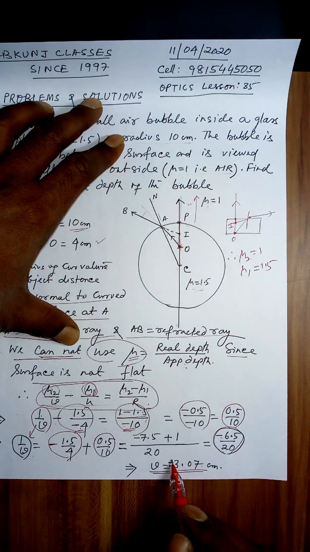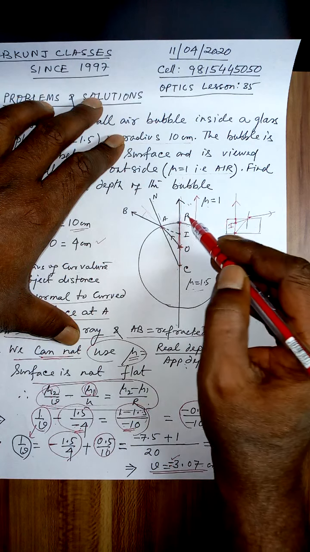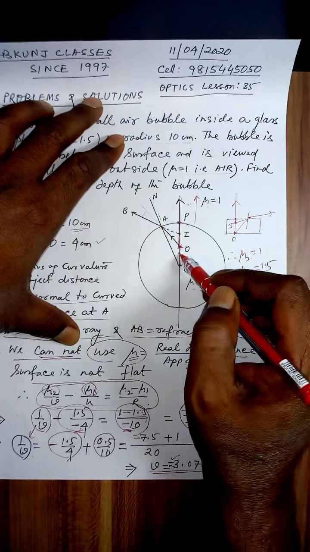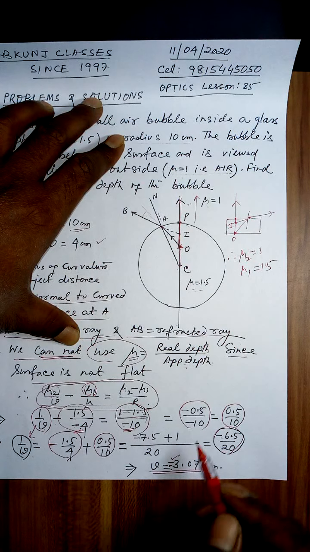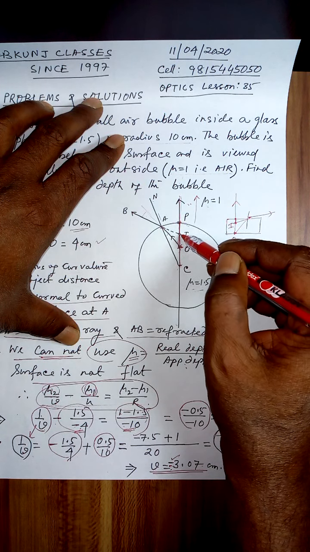The meaning of the negative sign: light is going this way, so this direction from here to this side is positive, and from here to this side is negative. So V is negative means the image is towards this side from the point P, that is at I.